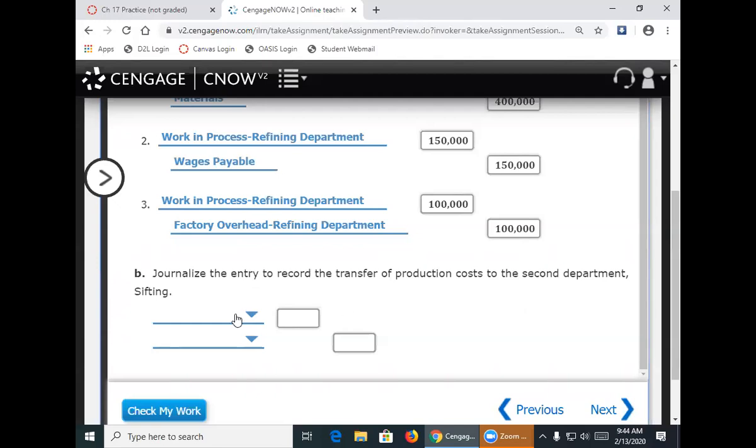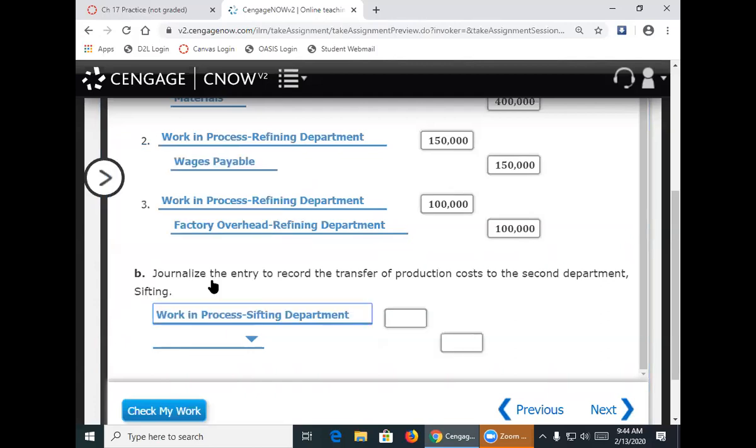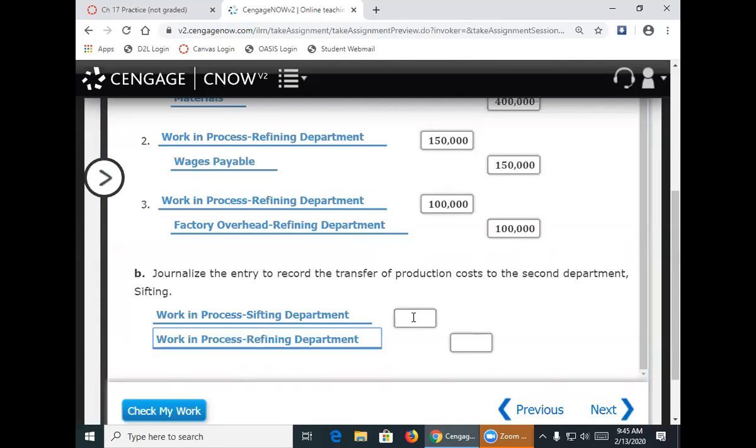Okay. So there, I'm debiting work in process sifting department because it's coming into sifting, and I'm crediting work in process refining, 655,000.